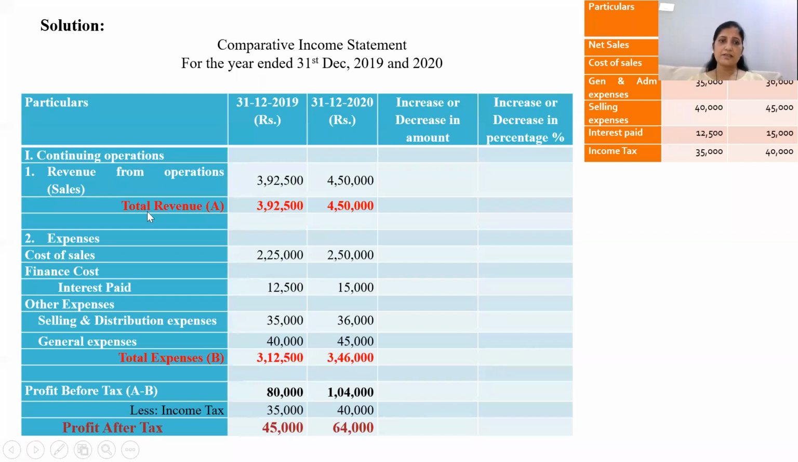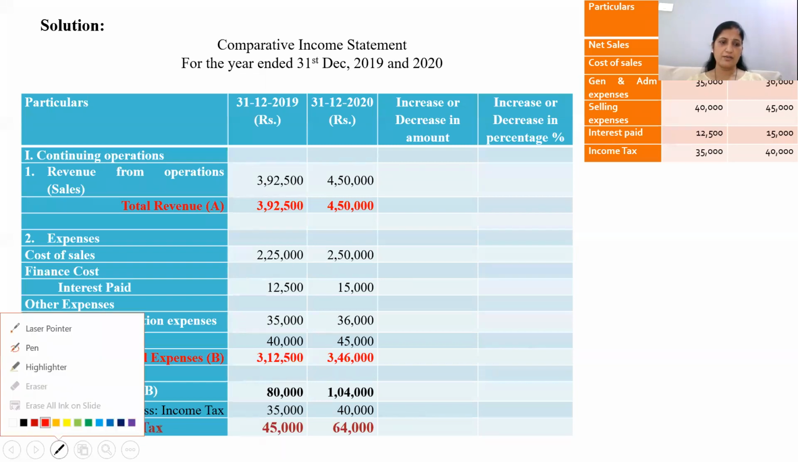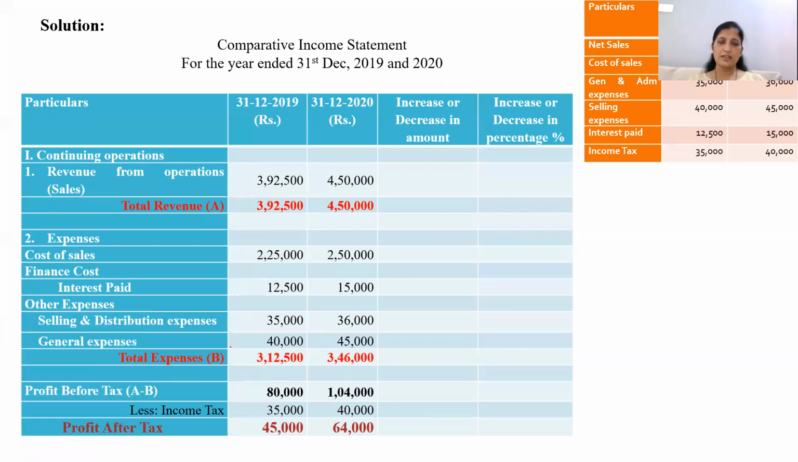So finalize this. This is total revenue A, 3,92,500 and 4,50,000. Next one, we'll go for expenses. In expenses, first cost of sales. This is cost of sales, 2,25,000 and here 2,50,000. These two figures I am writing here. All of you can see this, 2,25,000, 2,50,000 cost of sales.